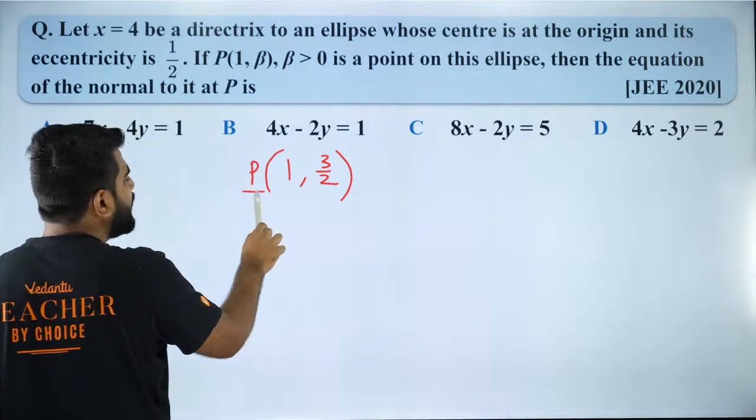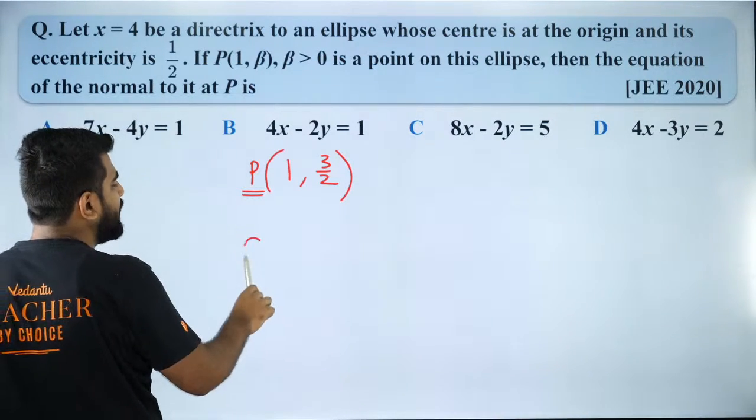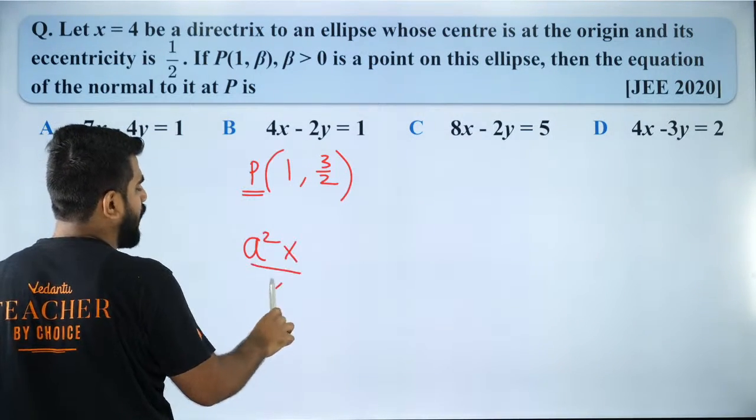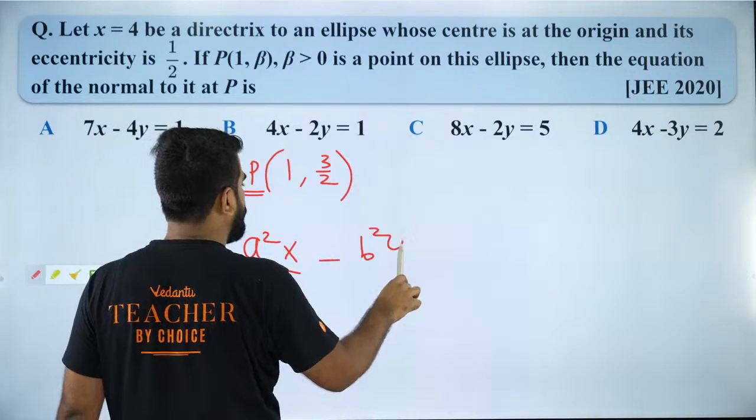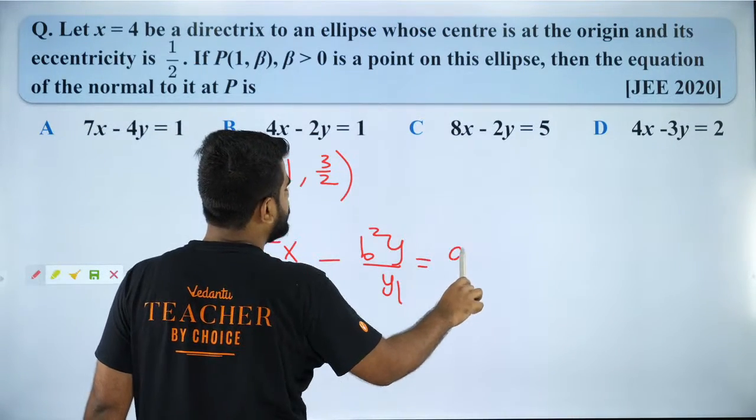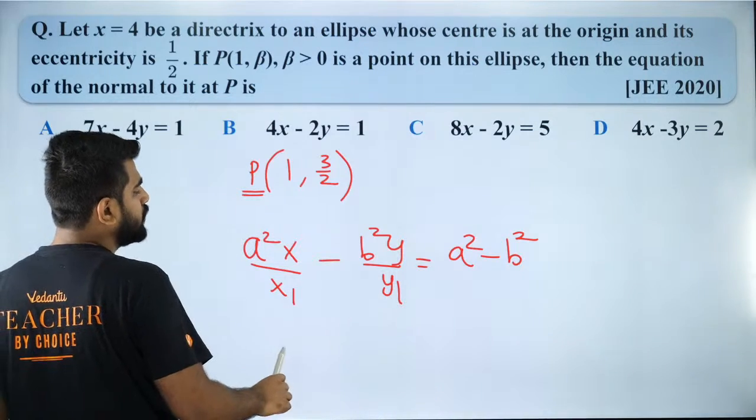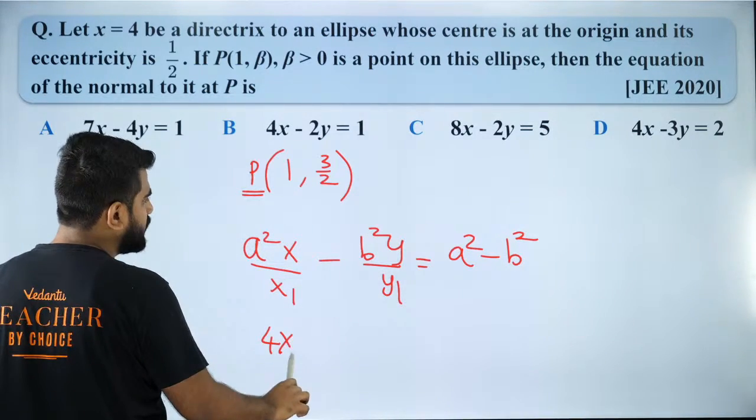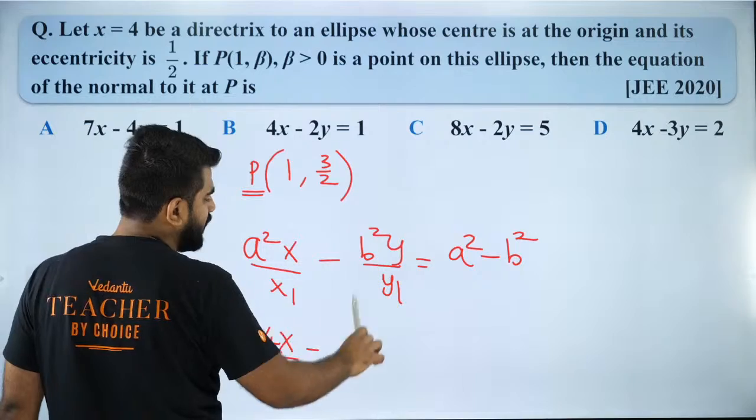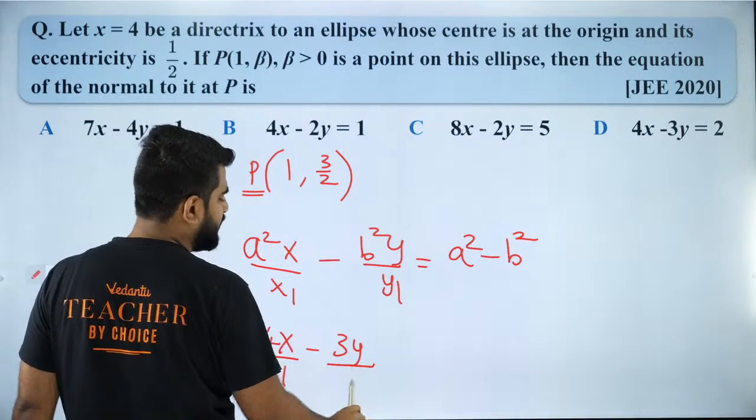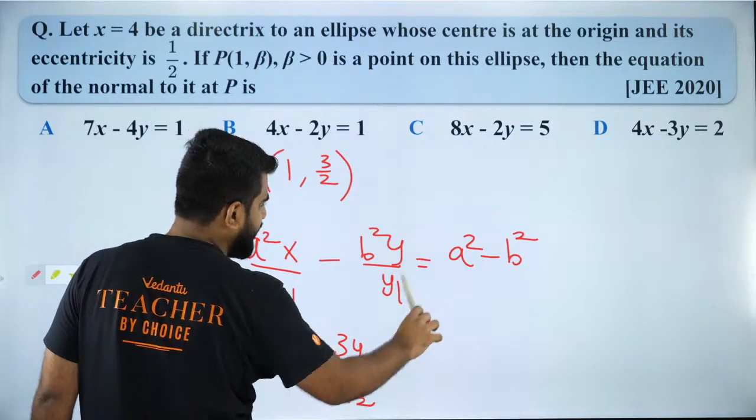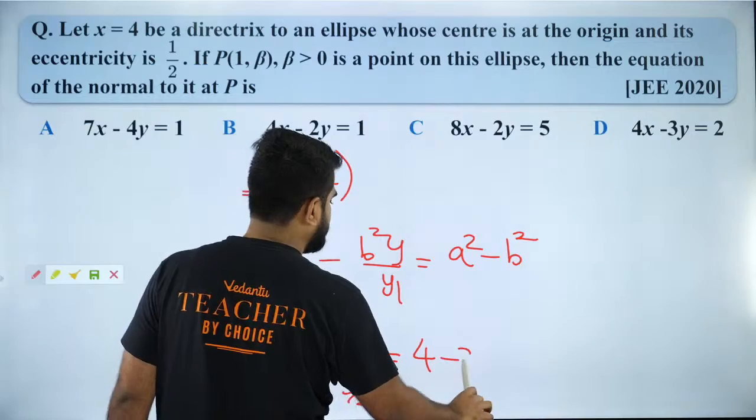So what is the normal at a point P on the ellipse? Normal at a point is a square x by x1 minus b square y by y1 is equal to a square minus b square. Okay, that is the equation of normal. So a square is 4, so it will be 4x by 1 minus b square, which is 3y by y1, which is 3 by 2, is equal to a square minus b square, which will be 4 minus 3.